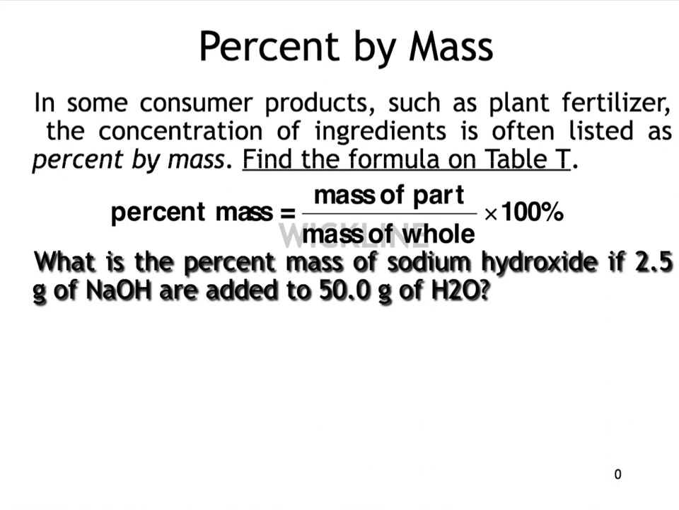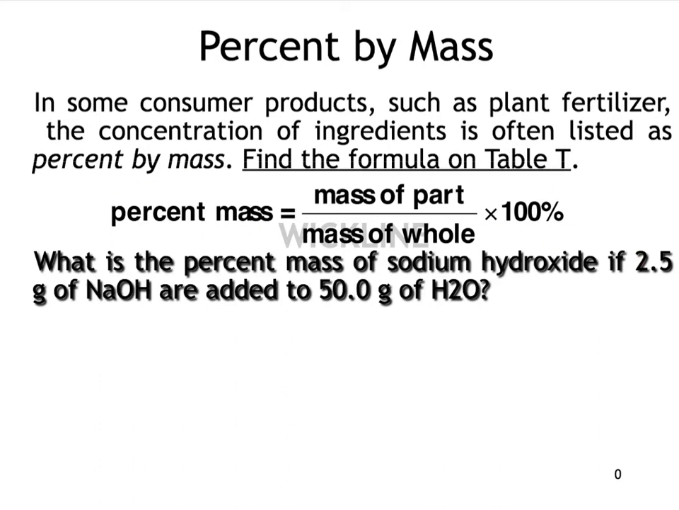Percent by mass is probably the least commonly used concentration description method, but it happens every now and then. Please just bear with me on this. I'll tell you how to do it and we'll move on. So the way you do it is you just take the mass of the part and you divide it by the mass of the whole and you multiply by 100. This is actually on your reference table on the back, table T.